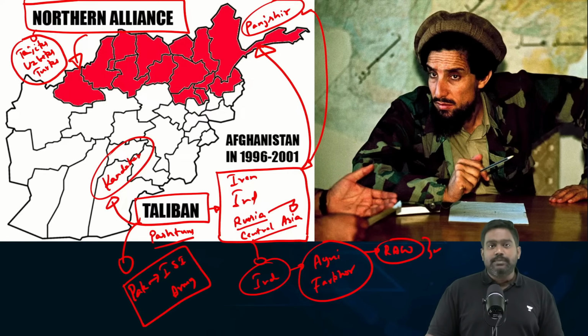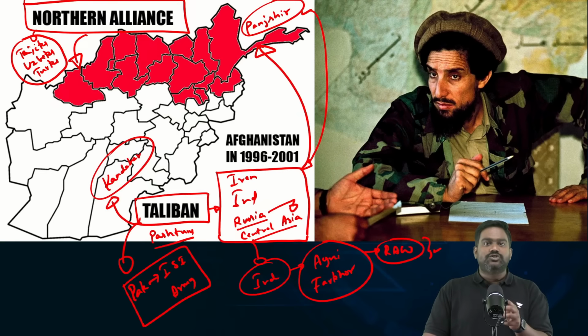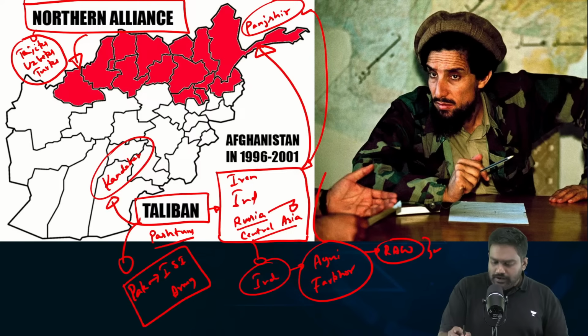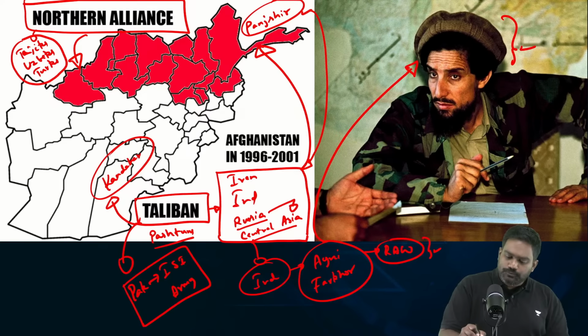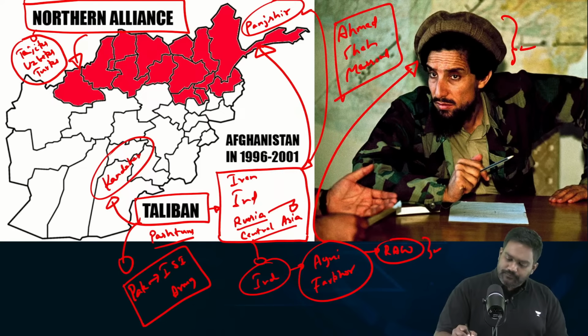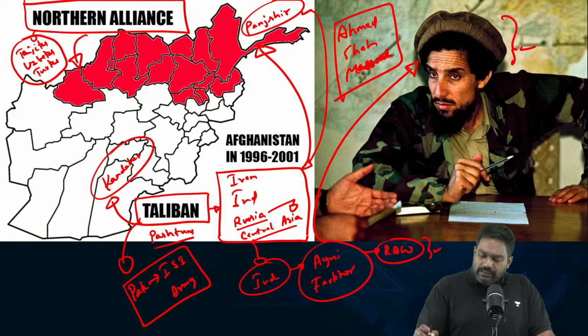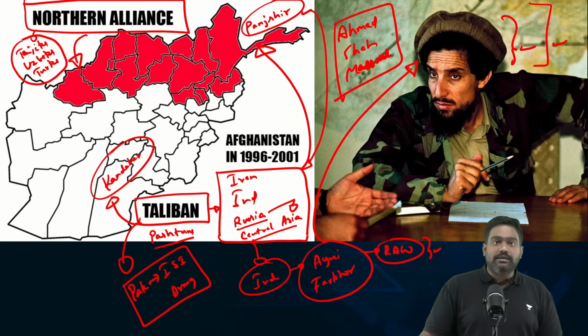So through these air bases in Central Asia, Aini and Farkhor, India's Research and Analysis Wing worked with Iranian intelligence and Russian intelligence to fund Ahmad Shah Massoud, the legendary leader of the Northern Alliance, also known as the Lion of the Panjshir Valley. So these countries gave funds, arms, and intelligence support to prop up the Northern Alliance as a counter to the Taliban.